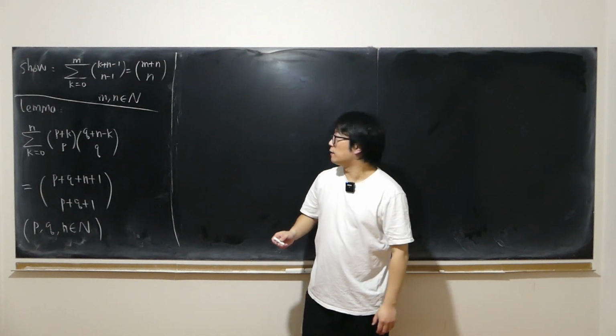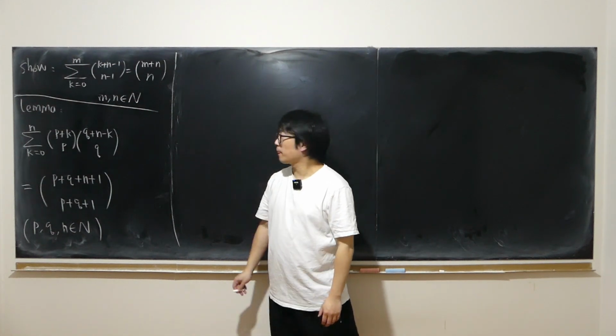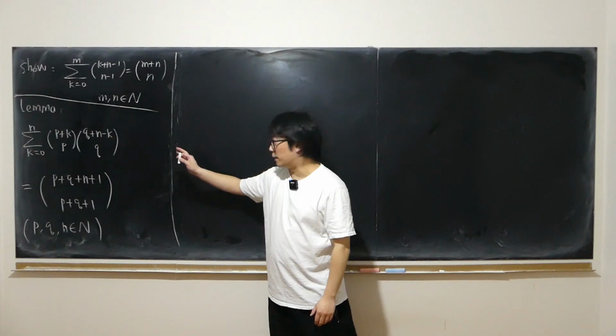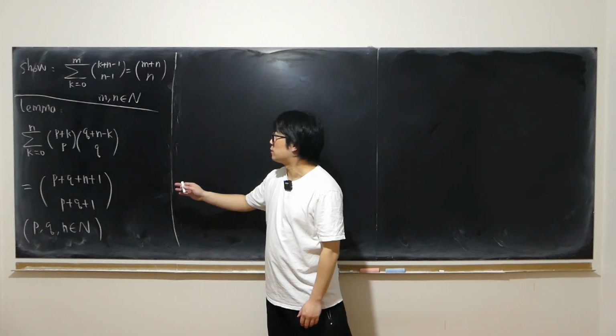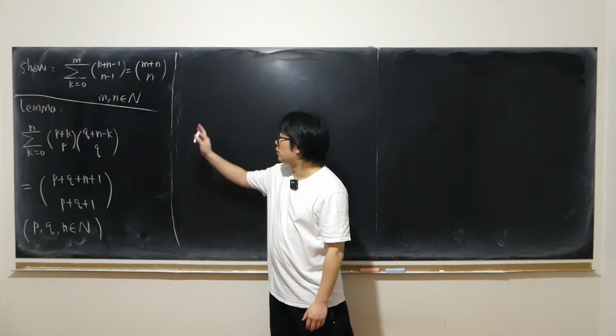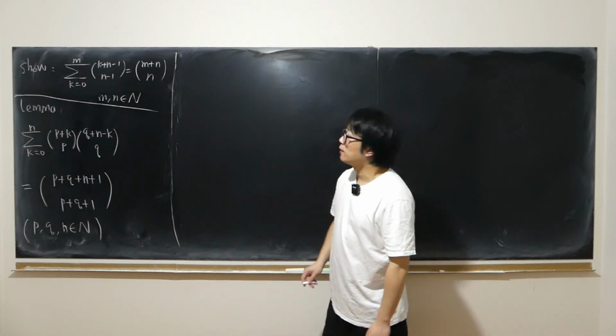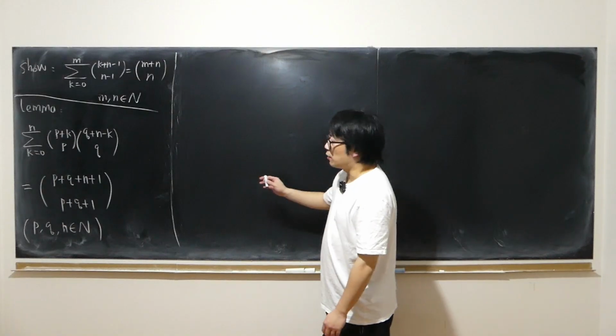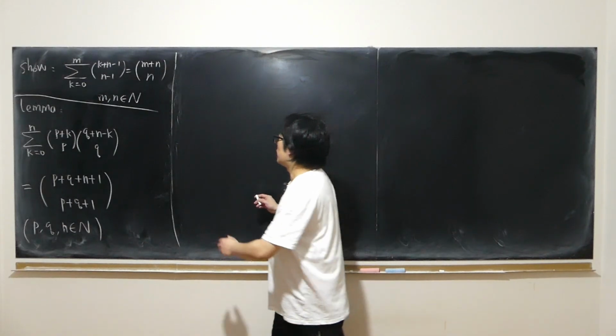Today, let's prove an identity in combinatorics. Before we do that, we'll prove a lemma first, which is a generalized version. Then we'll choose special values for P and Q for our desired result. So a general approach is that we choose some generating function.